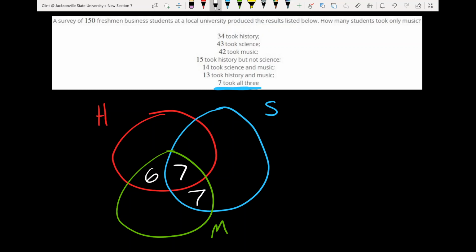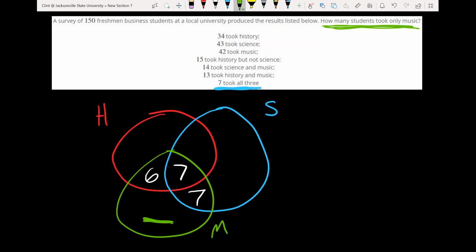Okay. And actually on this one, we got kind of lucky because the question asks us, if we go back and look at the question, it says how many students took only music. Okay, so only music is going to be this part out here, where they're not overlapping any other subjects, and we can figure that out now. You don't always get quite that lucky. Sometimes you have to fill out a little bit more of the Venn diagram.